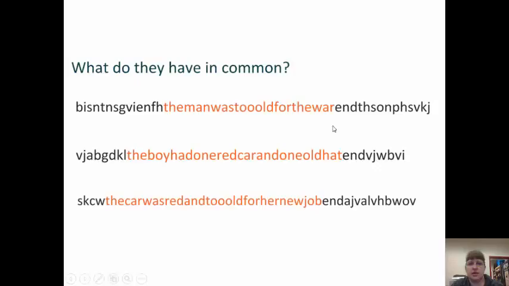So here's the sentence highlighted for you. I hope you each found them. The first one was: the man was too old for the war. The second one: the boy had one red car and one old hat. A little difficult to read. And the last one is: the car was red and too old for her new job. But what do they have in common?